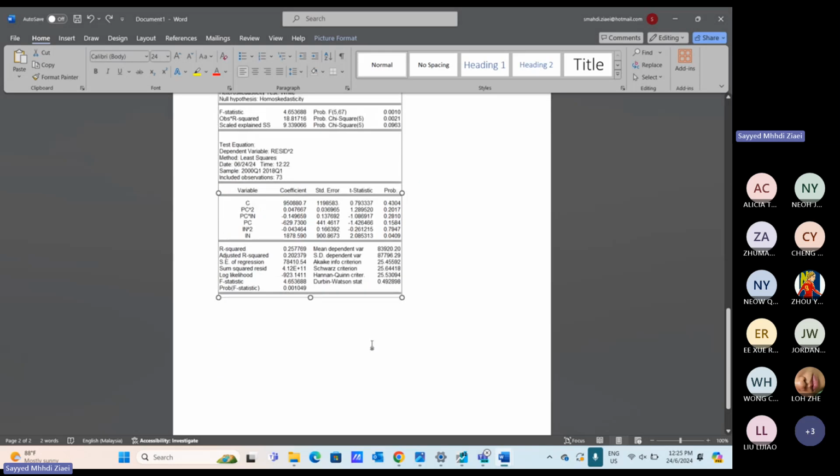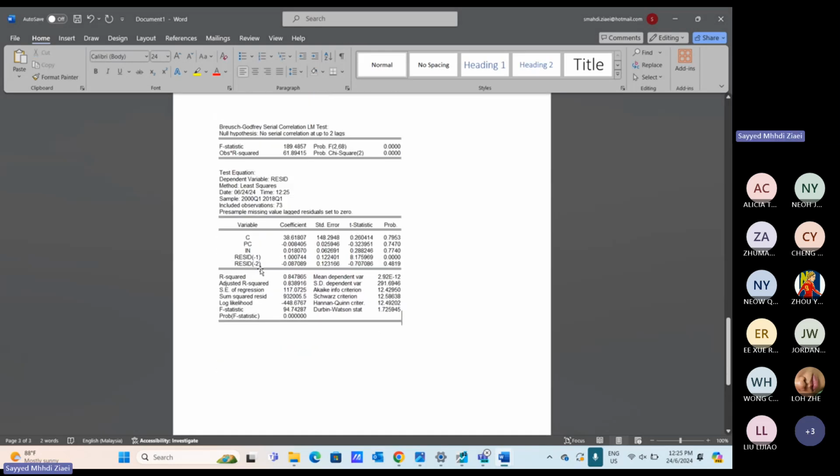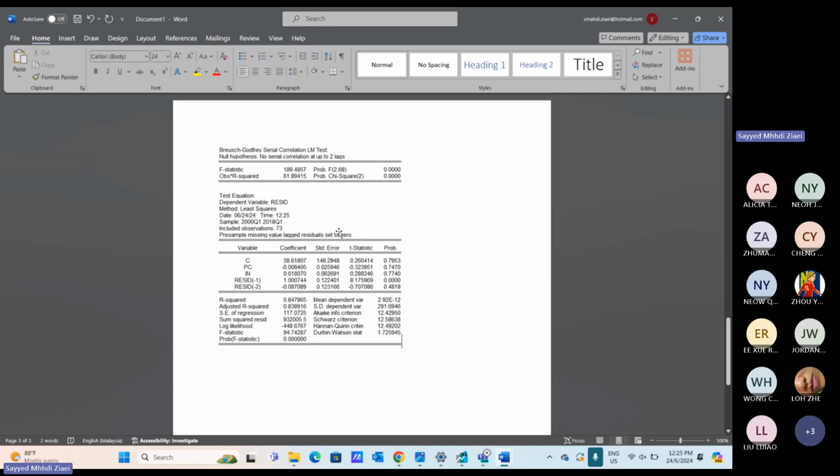BG test. So the BG test results are here. To check whether we have a problem of autocorrelation, again, you need to check the p-value of the F-test and chi-square. The p-value of the F-test and chi-square is 0.0000. It means, again, we reject the null hypothesis. We have a problem of autocorrelation.